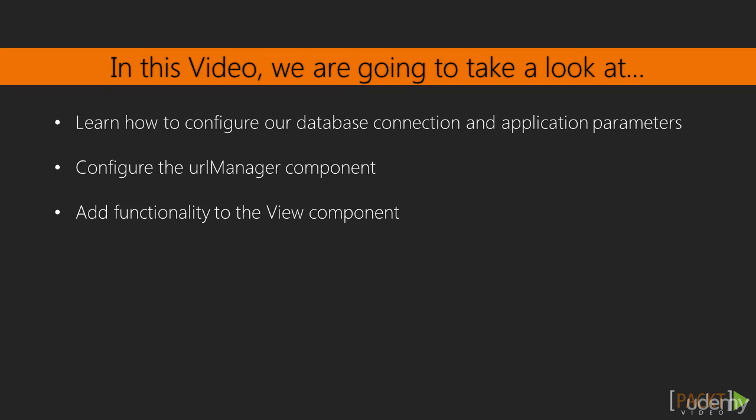First, we will look at how we can change some basic settings, including the application parameters and database connection settings. Next, we will learn how to configure a core component of the Yii framework to change how our application handles URLs. Finally, we will extend a core component to add desired functionality to our application.